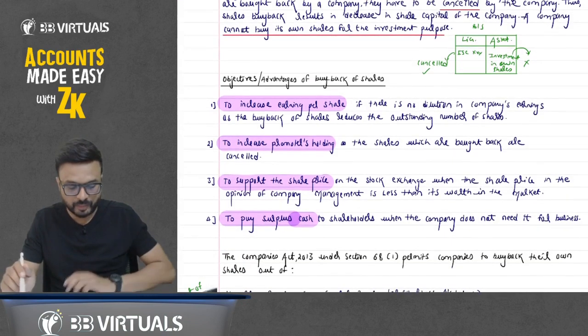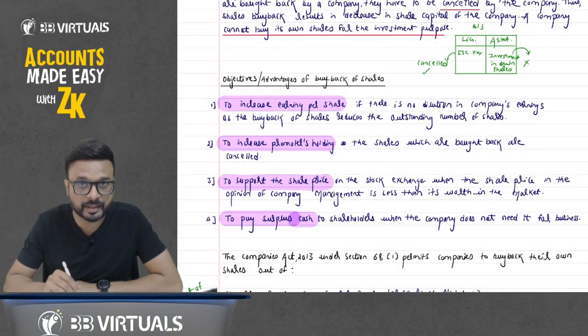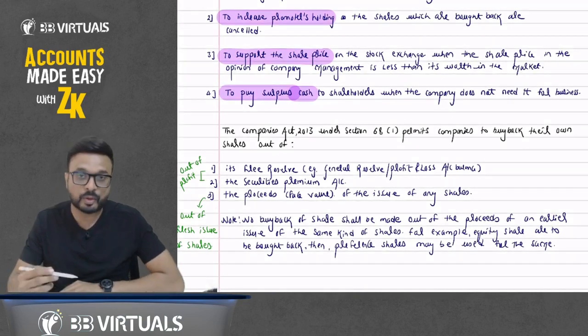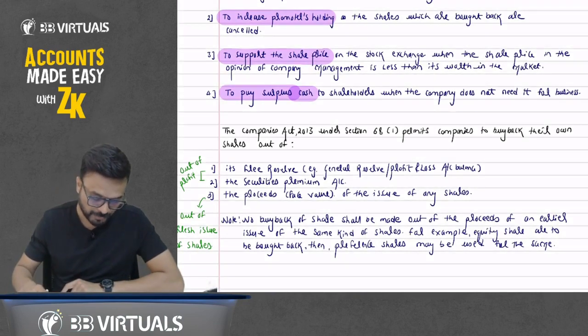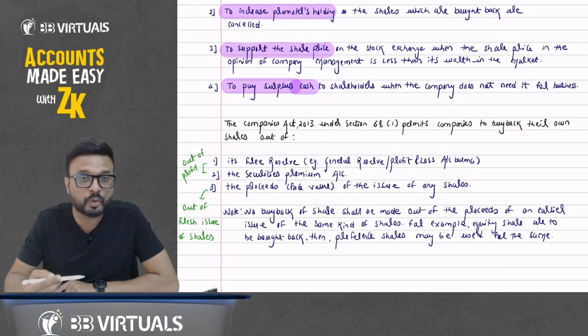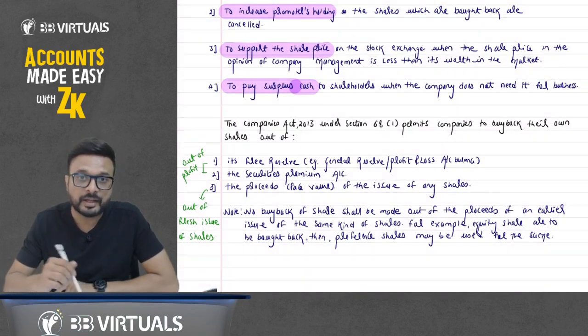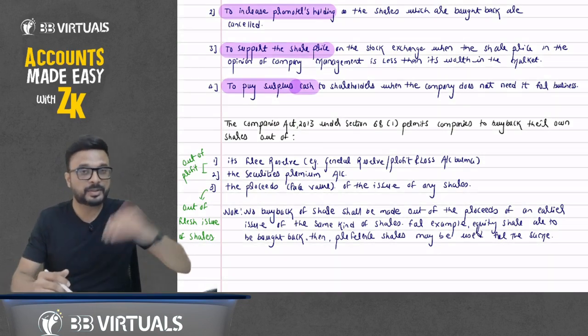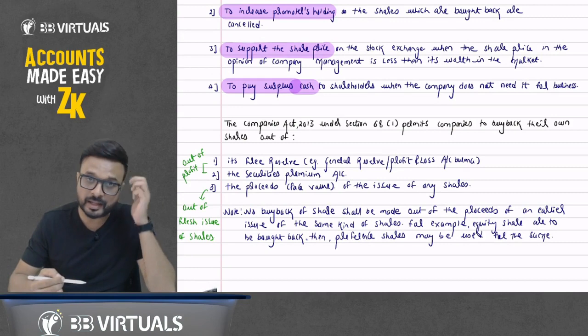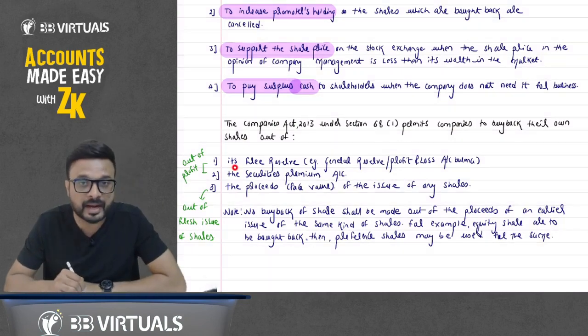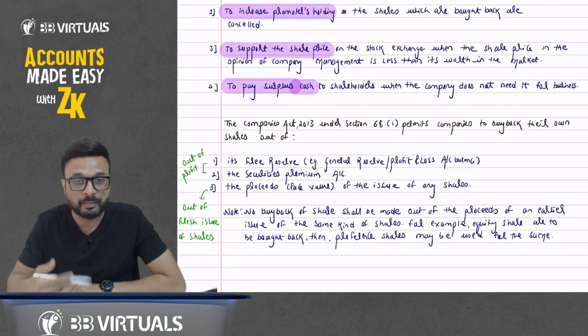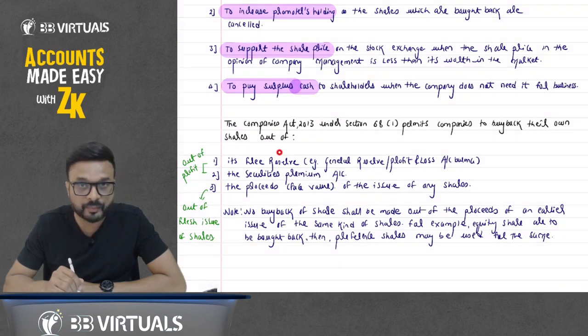What are the benefits of buyback of shares? To increase earning per share, to increase promoters holding, to support the share price and to pay surplus cash. So we can do buyback out of fresh issue of shares or out of profit. When we say they can do buyback out of fresh issue of shares, it means that they are issuing some shares in the market. And when we say they do buyback out of profit, it means that they have to transfer the face value of buyback of shares to CRR account. They can transfer to CRR account by utilizing free reserve and they can utilize securities premium as well.